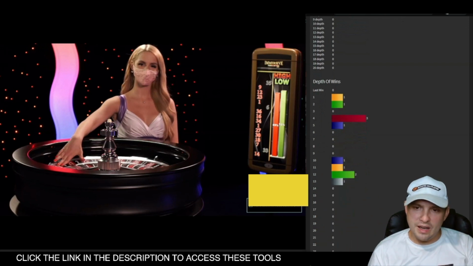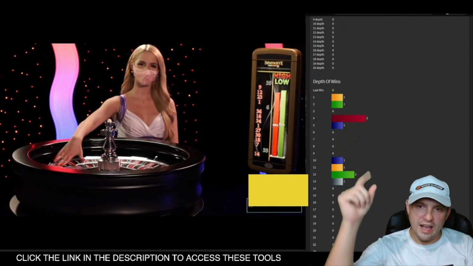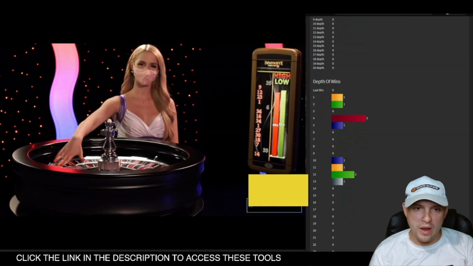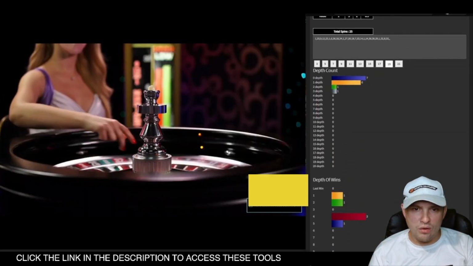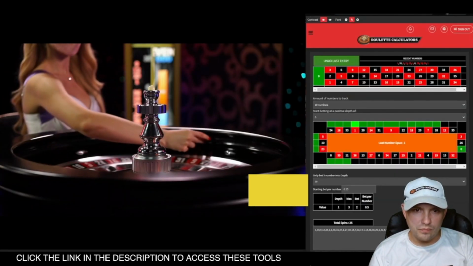So basically, Sam's left it. It's gone to a depth of 1, and now he's betting on that highlighted section, expecting that that next depth of win will come in now on the highlighted section.